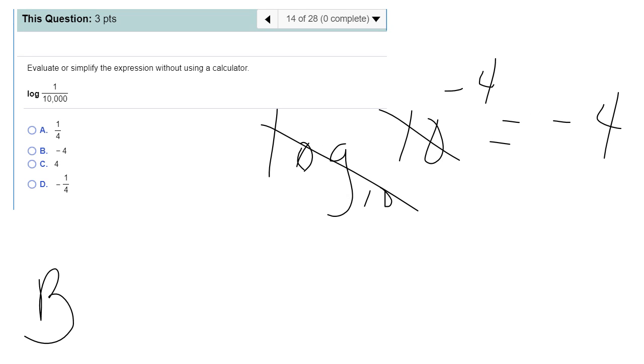Now number 14 could be rewritten. The fraction 1/10,000 is precisely 10 raised to the exponent -4. Again, if we use the inverse property, the log base 10 with a regular base 10 will cancel, leaving -4. Answer B.